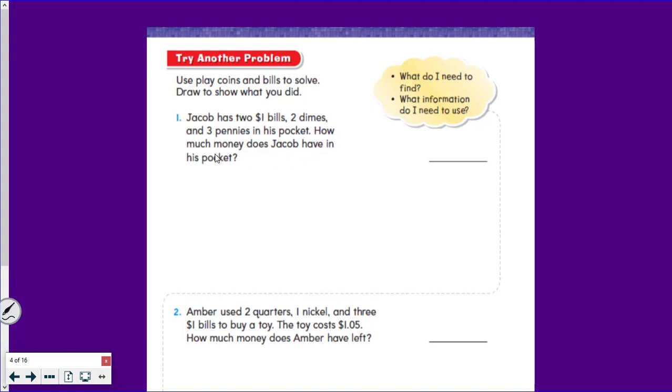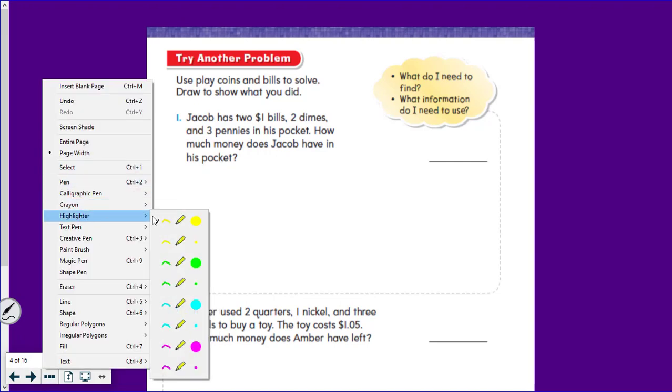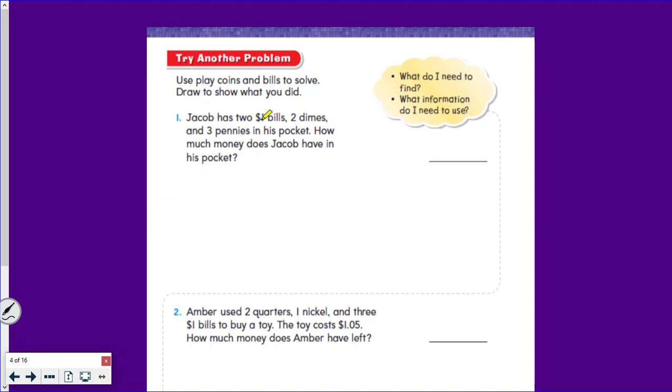We need to find out how much money he has in his pocket. This part up here, let me change to my highlighter again. So Jacob has 2 $1 bills, 2 dimes, and 3 pennies in his pocket. That's what we need to draw. That's what we need to act out.